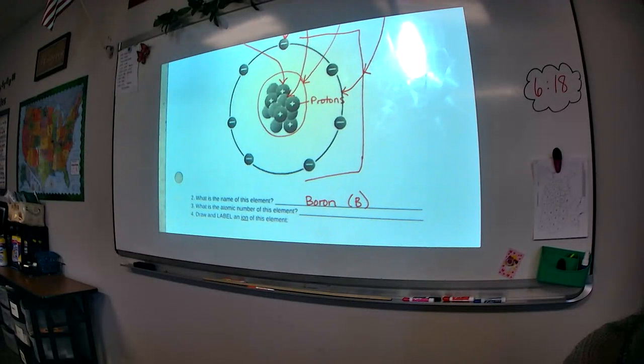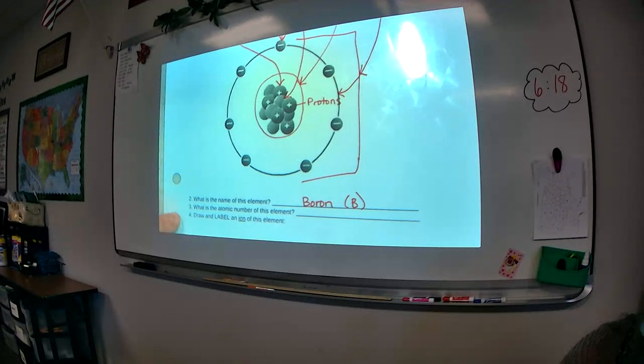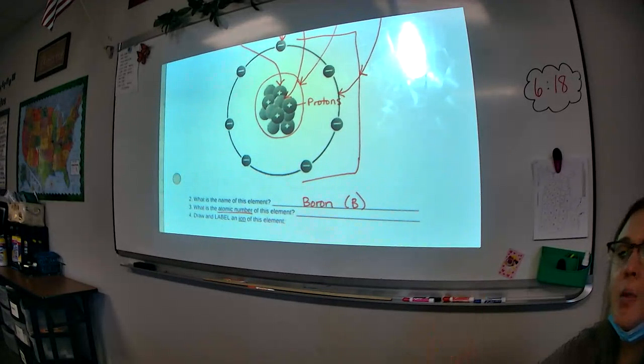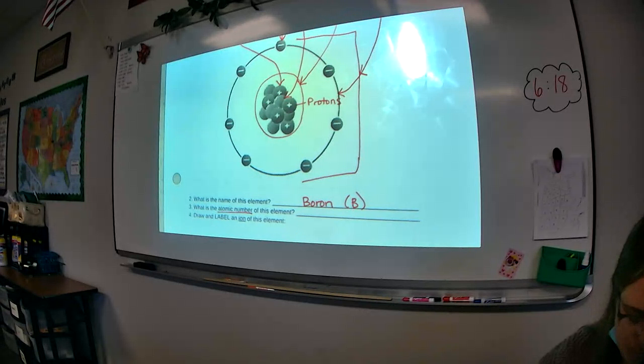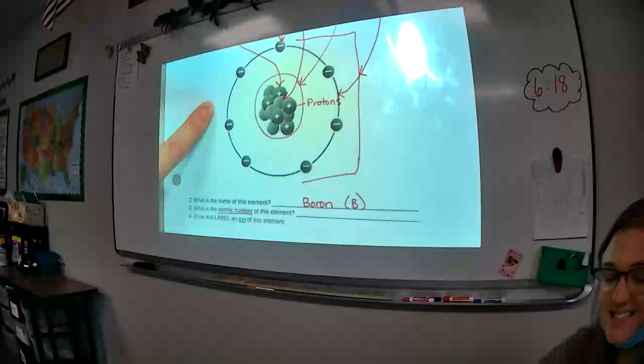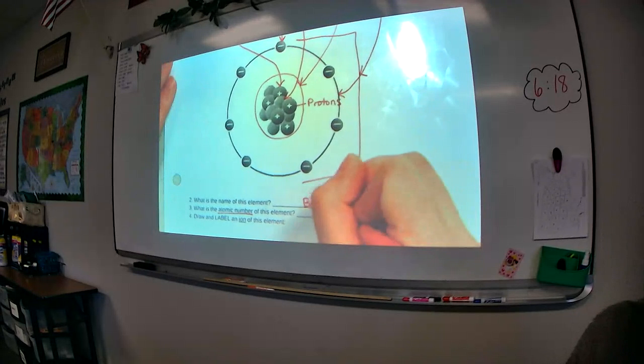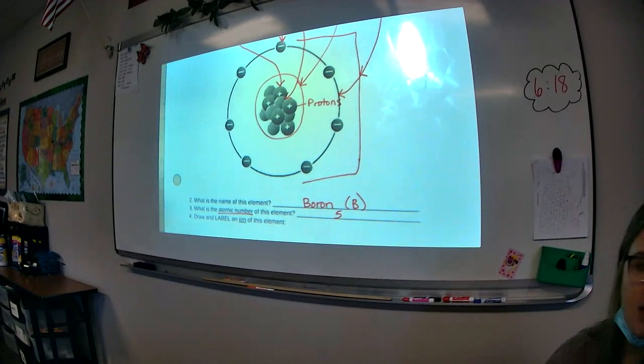What is the atomic number of this element? The atomic number is referring to how many what are in the atom? Class? Protons. Very good. So what is the atomic number of this element? 5. Good. Everything good there? Yes. All right.